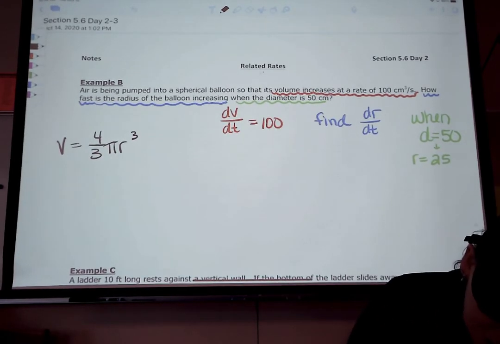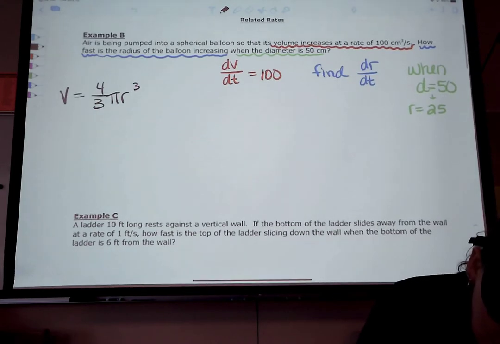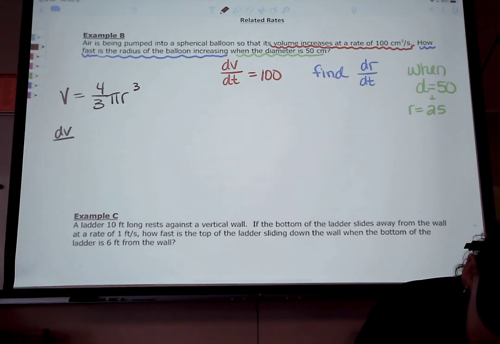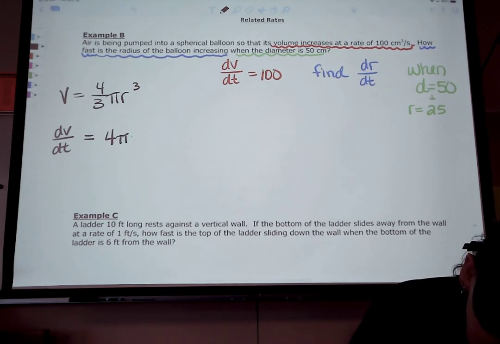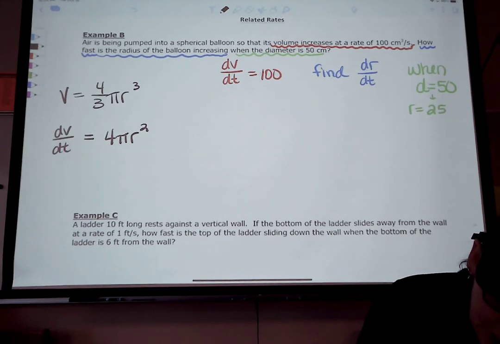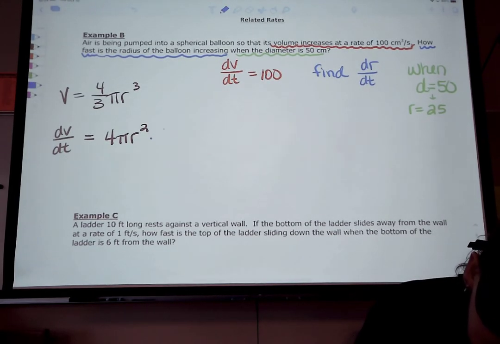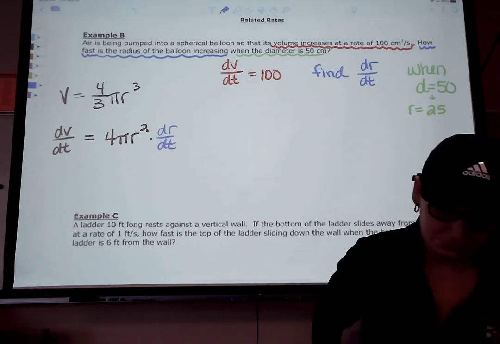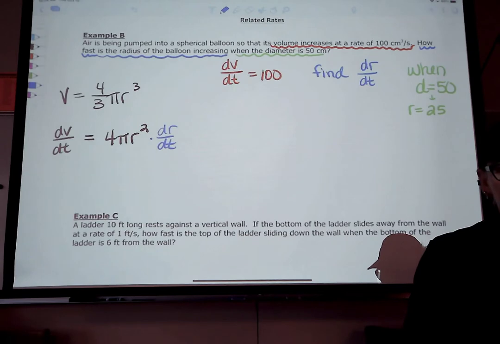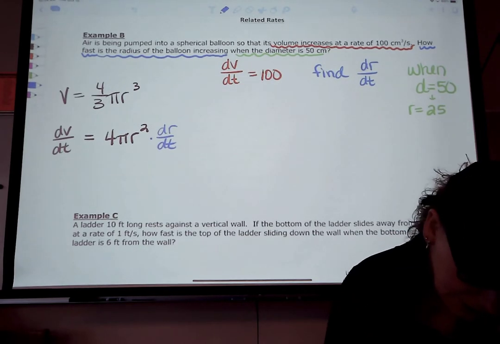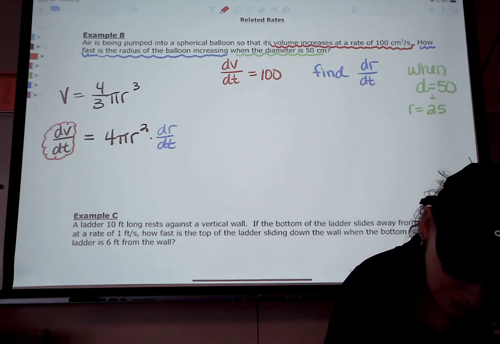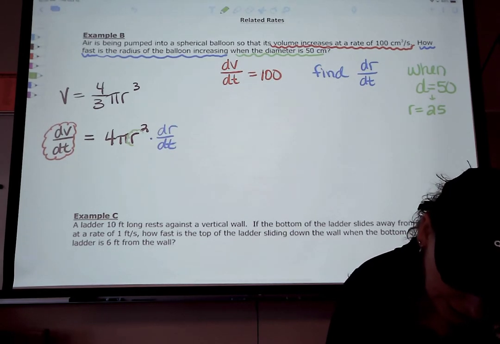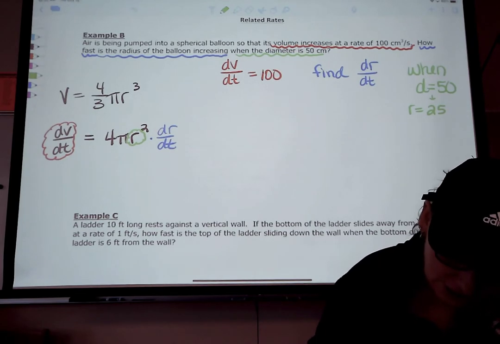So here I go. I'm going to take the derivative of V. dV/dt equals, I'm going to power rule it at first, lower it, chain rule it. Now, look at what we got. There's dV/dt. I like it. I've got that information. There is a 4 and a pi and an r. Ooh, I have an r. I like it. And I have a dr/dt. No, I'm finding dr/dt.